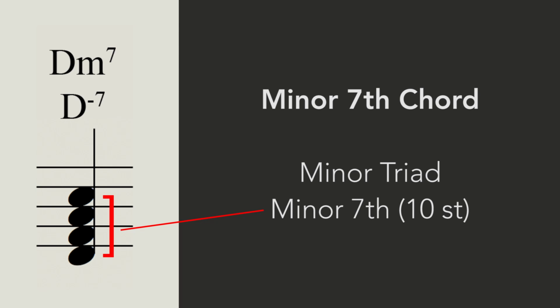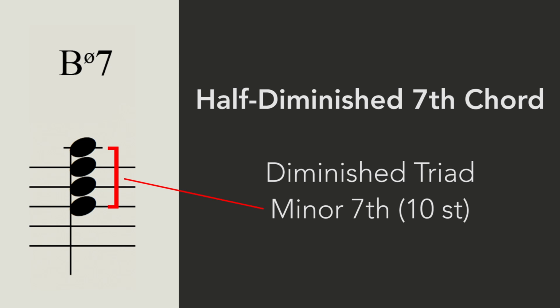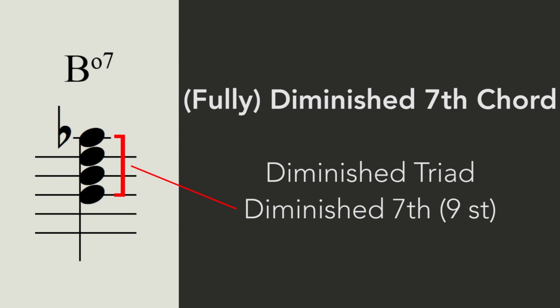A minor seventh chord is a minor triad with a minor seventh. So again, there's 10 semitones from bottom to top. And finally, the half-diminished seventh chord is a diminished triad with a minor seventh. So again, 10 semitones between bottom and top. Like I said before, there's also a fully diminished seventh chord with a diminished triad and a diminished seventh, but we're not going to worry about that one for now because it doesn't naturally exist in major keys unless we start altering notes. We'll come back to that one later.